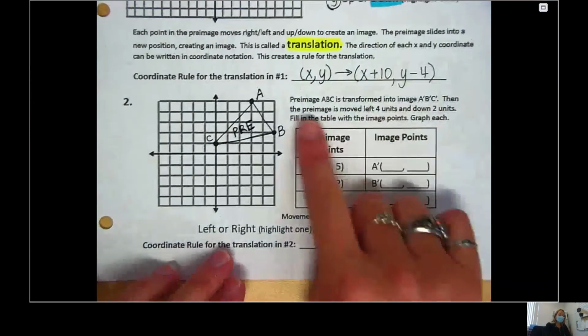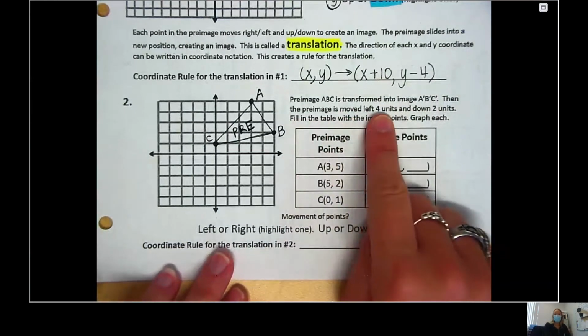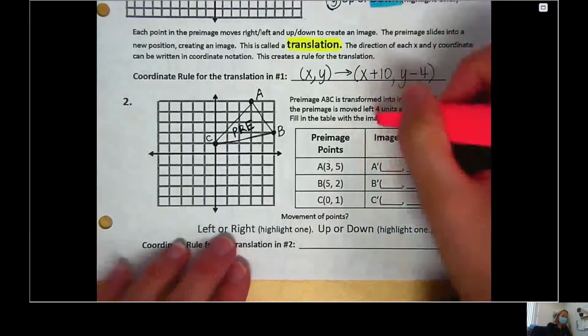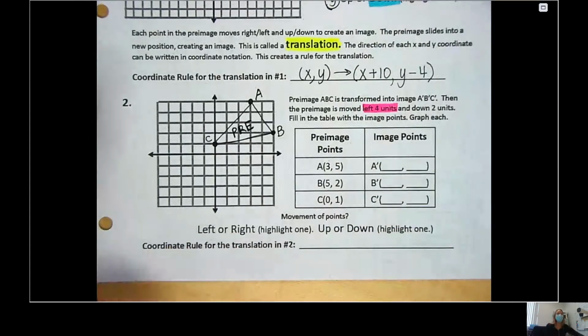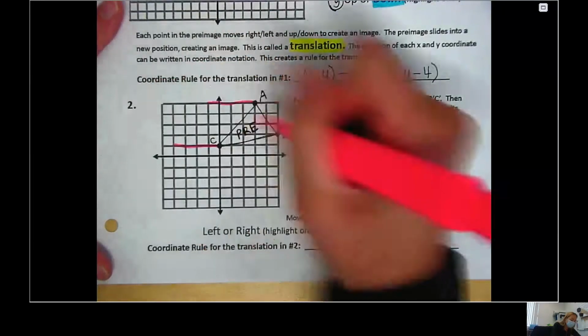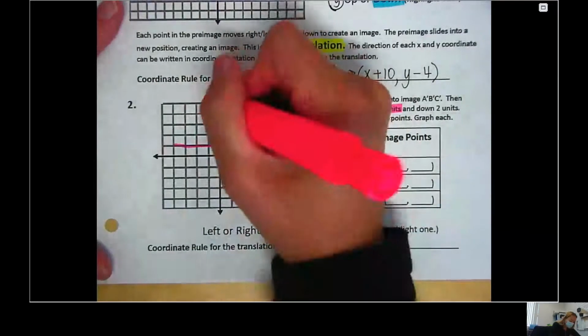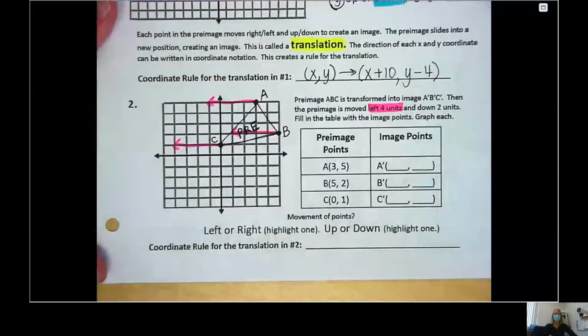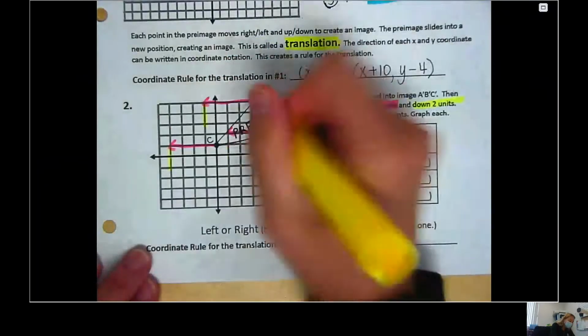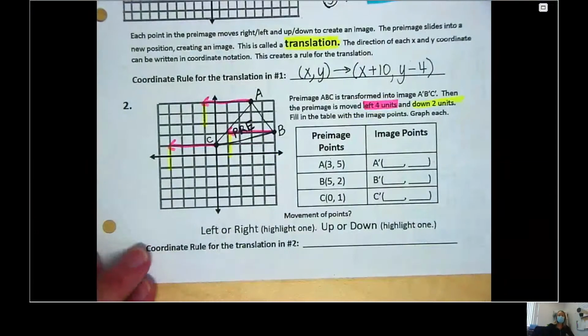Okay. The pre-image is moved left 4 and down 2. If I'm going to the left, is that your X's that are moving or your Y's? Your X's. Now I'm going to the left 4. So I'm going to take each one of my points and I'm going to go to the left 4. If you want to even put a little arrow there, you can. To the left 4. And then from that point, I'm going to go where now? Left 4 and down 2. So from that point, I'm going to go down 2. And that will be my new coordinates.